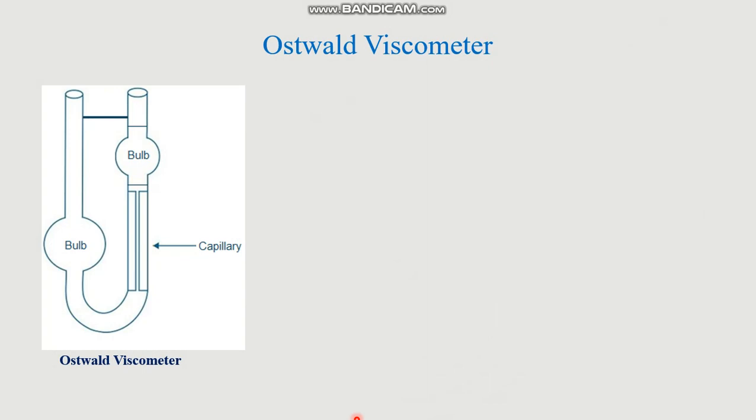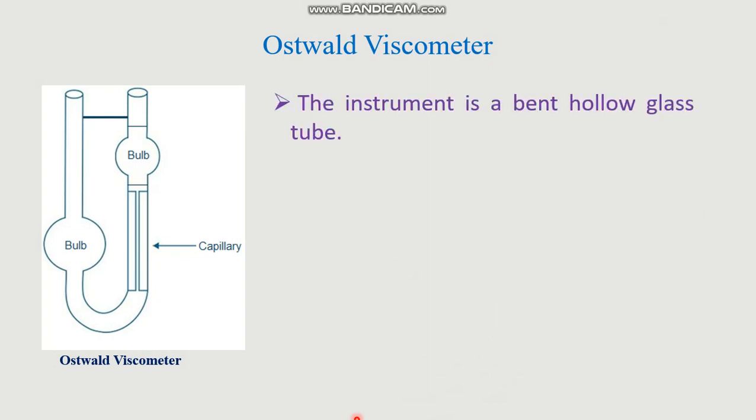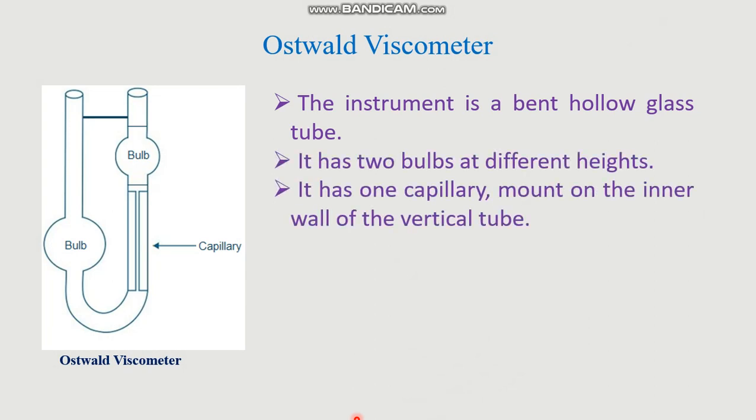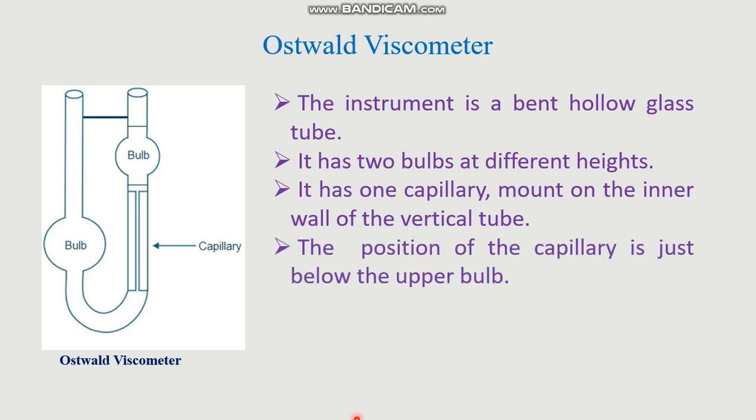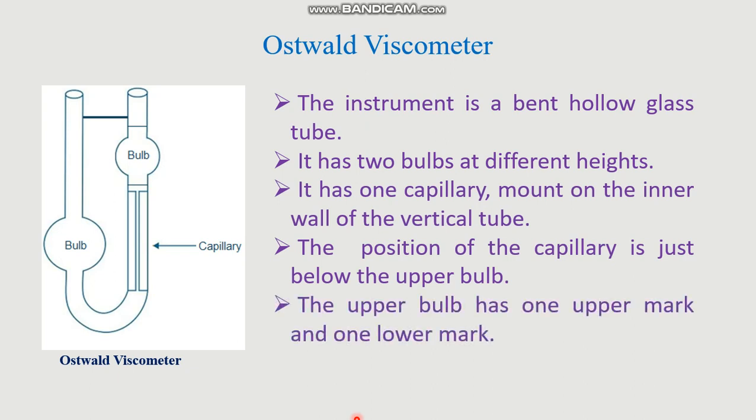Okay, so this is the Ostwald's Viscometer, and this is a U-shaped cylindrical tube having 2 bulbs at 2 different levels. So let's describe this instrument. The instrument is a bent hollow glass tube. It has 2 bulbs at 2 different heights. It has 1 capillary mounted on the inner wall of the vertical tube. The position of the capillary is just below the upper bulb. The upper bulb has 1 upper mark and 1 lower mark.